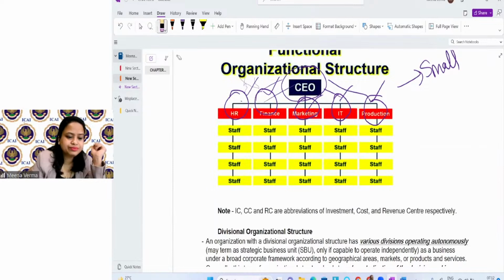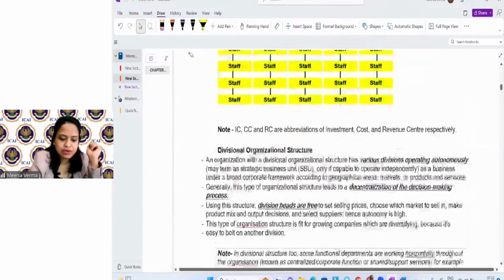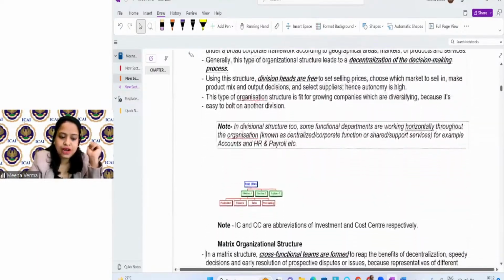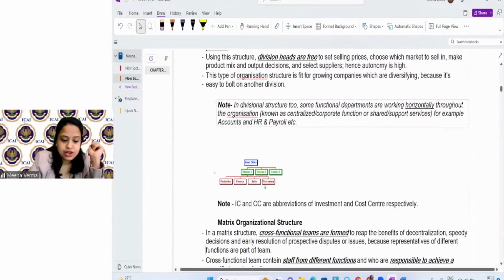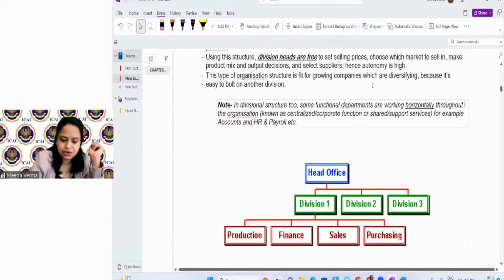All right. An organization can have different functional areas. Okay. Then what do we have? After that, we have divisional structure. Now, what is divisional structure? So you can see big organization. What type of big organization? Let me give you an example first.